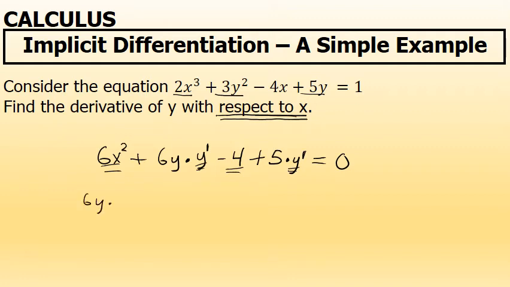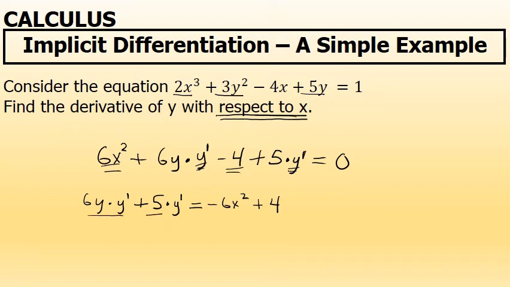So I'm going to leave the terms that do involve a y prime on the right, in this case 6y times y prime and 5 times y prime. And I'm going to move the terms that do not involve a y prime over to the other side. So I'll have to subtract 6x squared from both sides and add 4 to both sides. And we now have all of the terms that involve a y prime on the left and the terms that do not on the right.